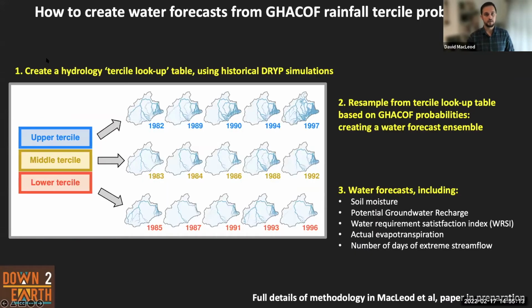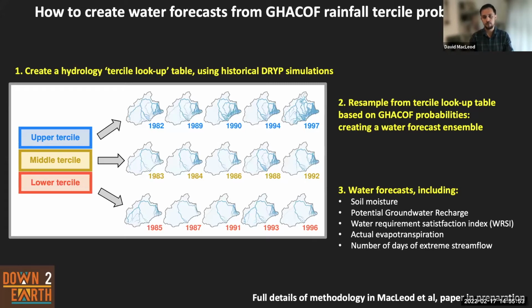This is a new method which we've been working on over the last year or so, and it comprises essentially 3 steps. The first step is to create what we call a hydrology tercile lookup table, and we do that using historical DRIP simulations. This is illustrated in the figure on the screen. We run DRIP driven by observations, and in our case, we generate 35 years of historical data.